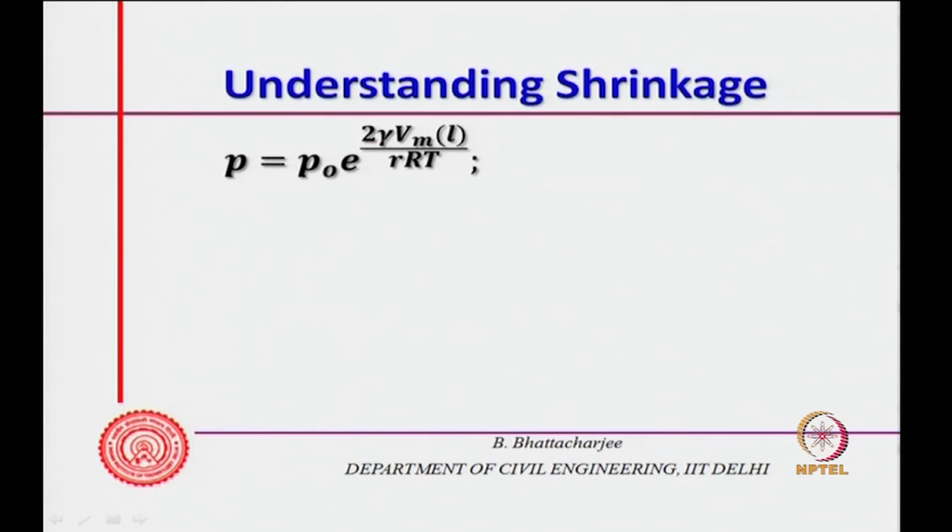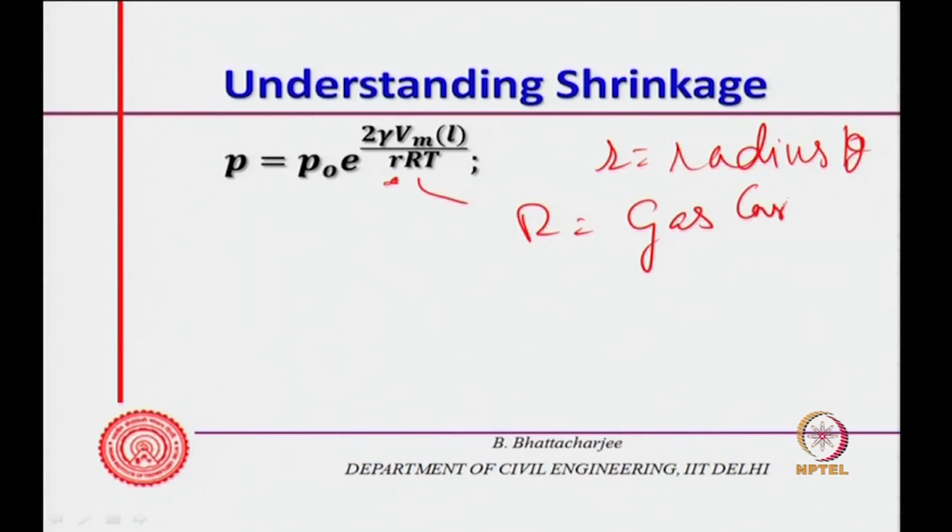We replaced the pressure dP by twice gamma by small r. I am writing small r as the radius, because capital R is the universal gas constant. So, small r is the radius of the capillary. So, it is the vapor pressure because of the surface tension, the change in the radius of curvature, because of the change in curvature.